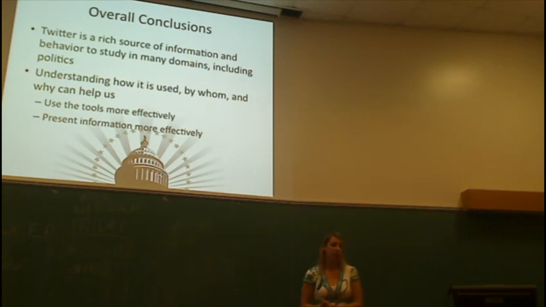So overall conclusions for you guys. As you all know, Twitter is a rich source of information. It's pretty easy to grab data from there. You just can't grab enough is the problem. But there's so much good stuff up there. And what I try to do with it is to understand how it's used, who is using it, and why, how can it help us, or how can we improve the way people are using it. How can they use the tools more effectively, both if you're creating information or consuming it, and how can you present information more effectively. And really that's what I do in all of my research life. But I think there are some nice examples specifically for using it on Twitter.